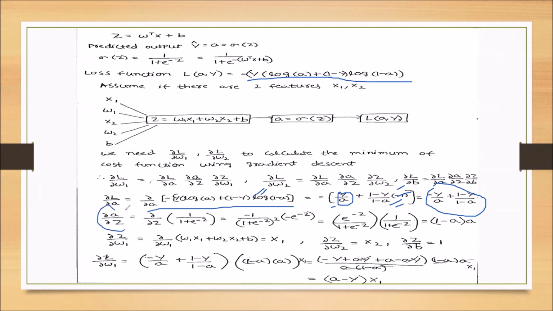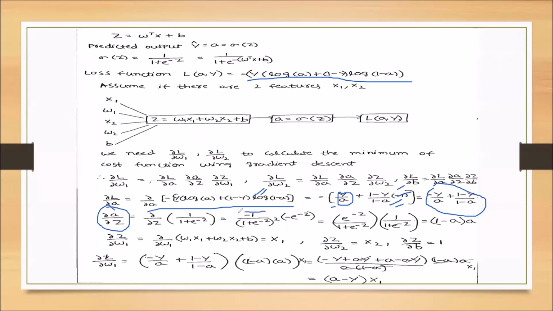Now I want to know what is the differentiation of A with respect to Z. So we are taking what is A? A is the logistic function 1 by 1 plus e to the power minus Z. We know whenever we are differentiating any function 1 by x, what is the differentiation of 1 by x? Minus 1 by x square.